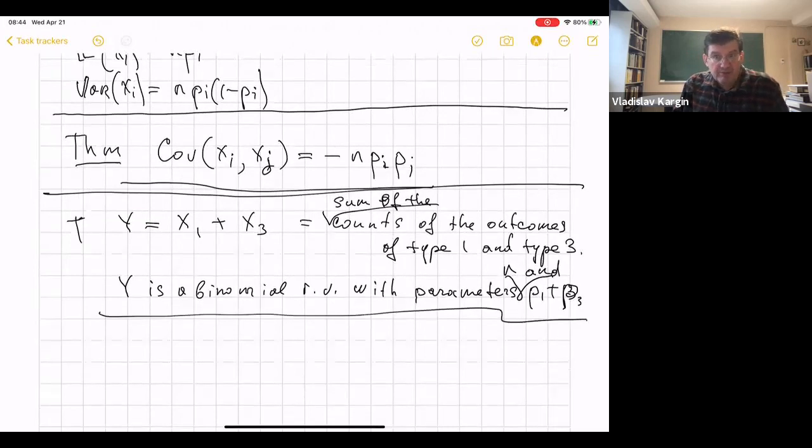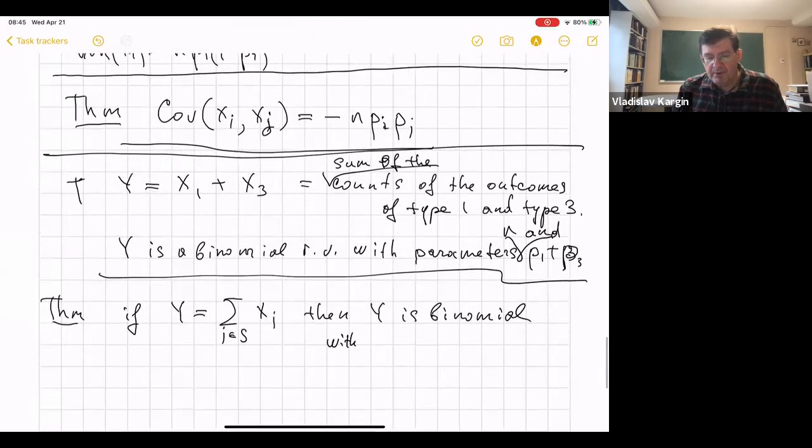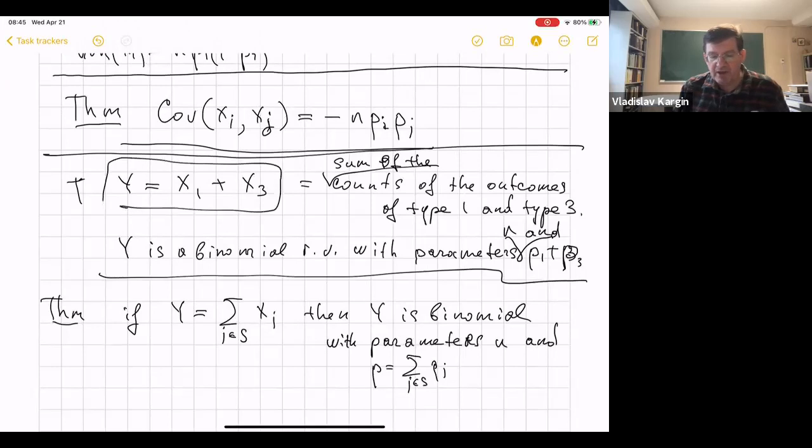And so now this can be generalized, and we'll have another theorem which says that if y is equal to the sum of x_j, where j belongs to some set S, then y is binomial with parameters n and p equal to the sum of p_j where j belongs to S. It's the same thing as here. I just try to write it a little bit more generally, right?